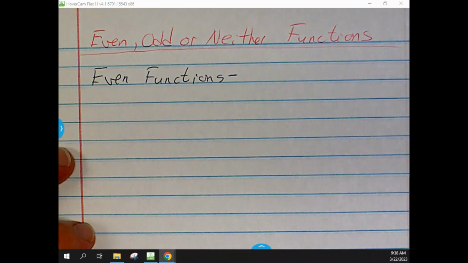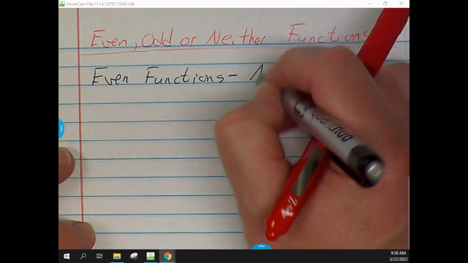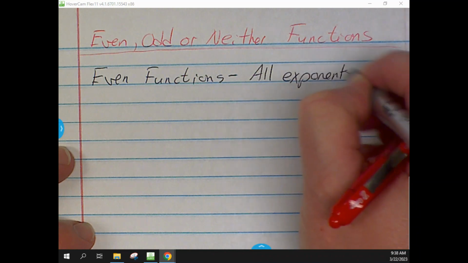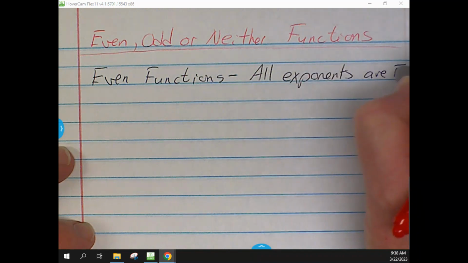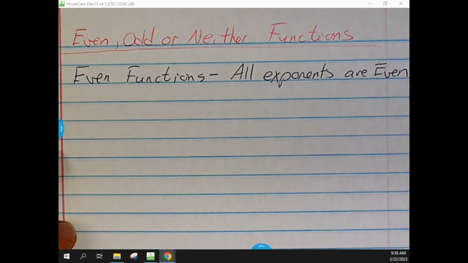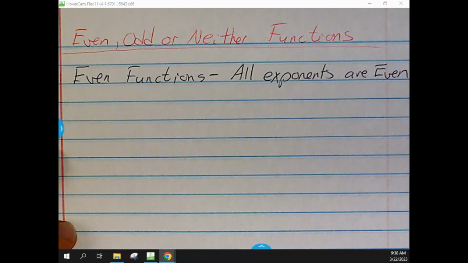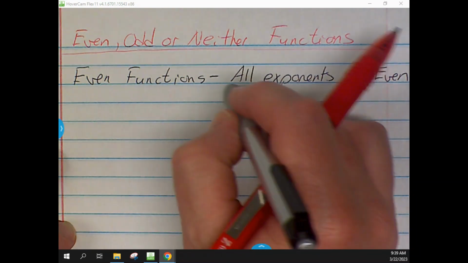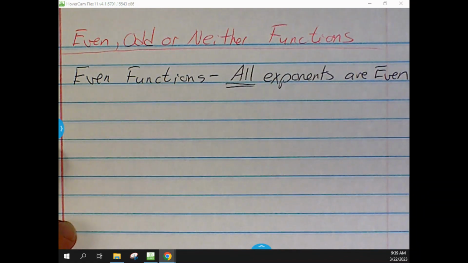Even functions, all exponents are, weirdly enough, even. Is that 4 or 3? Do what? Is that 4? I mean 4. Are we still on 3? No, we're still on 3. Yeah, so if it's even, odd, or even functions, if it's an even function, all, and that's the keyword here, all the exponents are even.